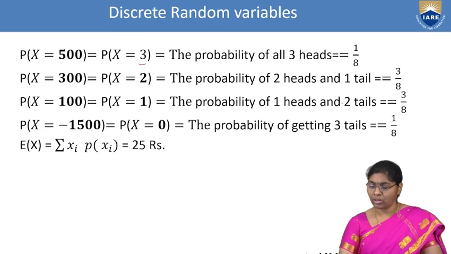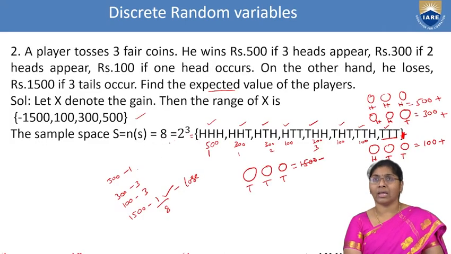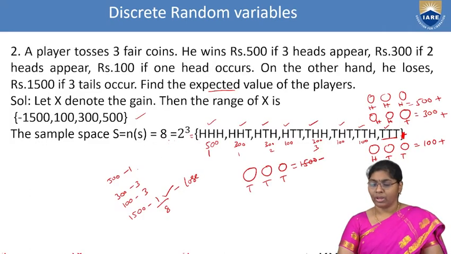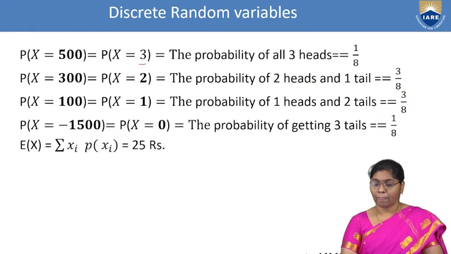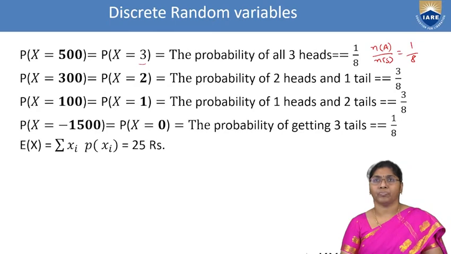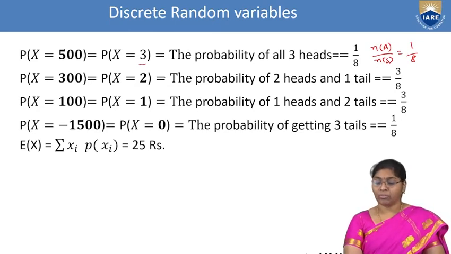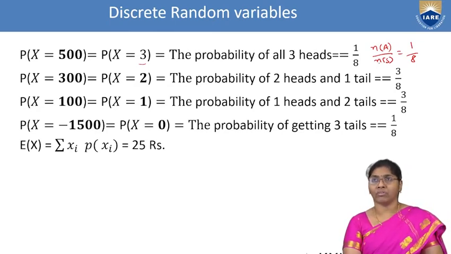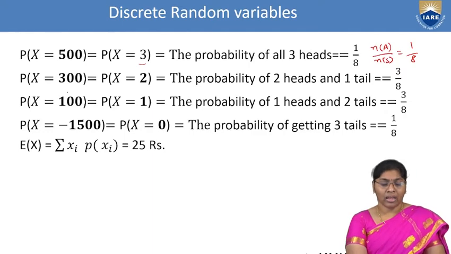The total outcomes n of S equal to 8. The probability P of A equal to n of A by n of S. n of S equal to 8 already, and n of A is only one chance, that is 1. Then n of A is only one chance and n of S is 8. Next, X equal to 300.